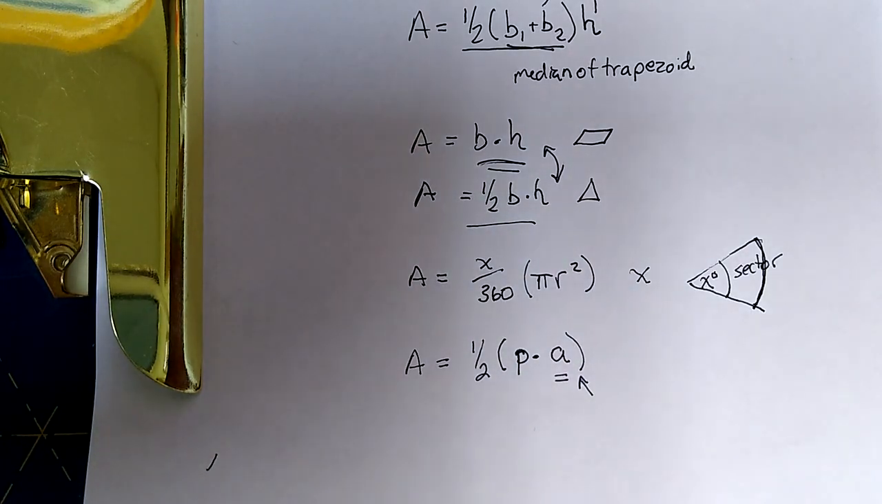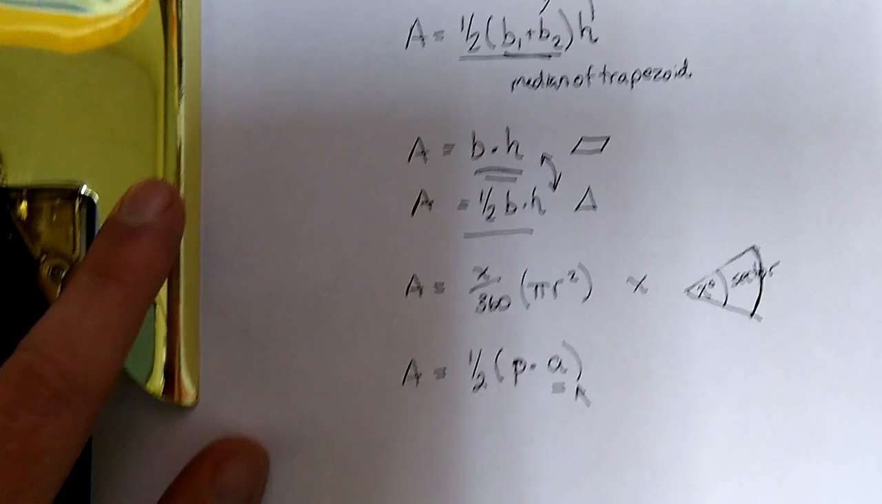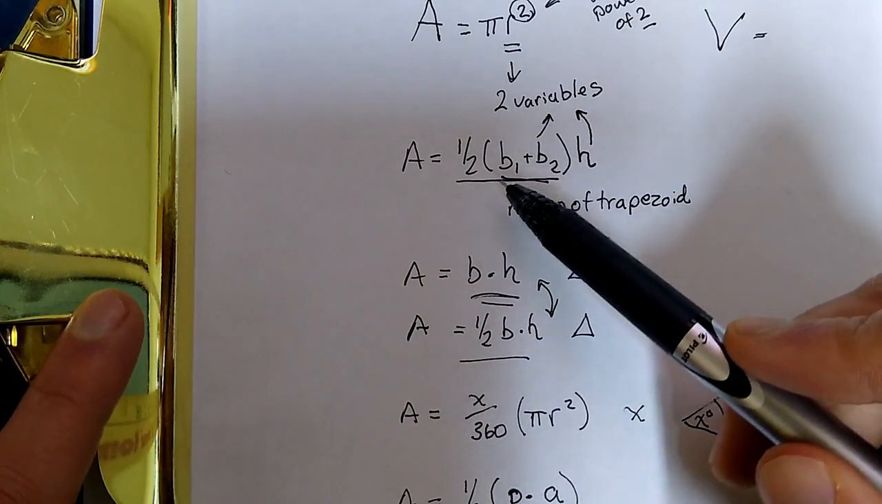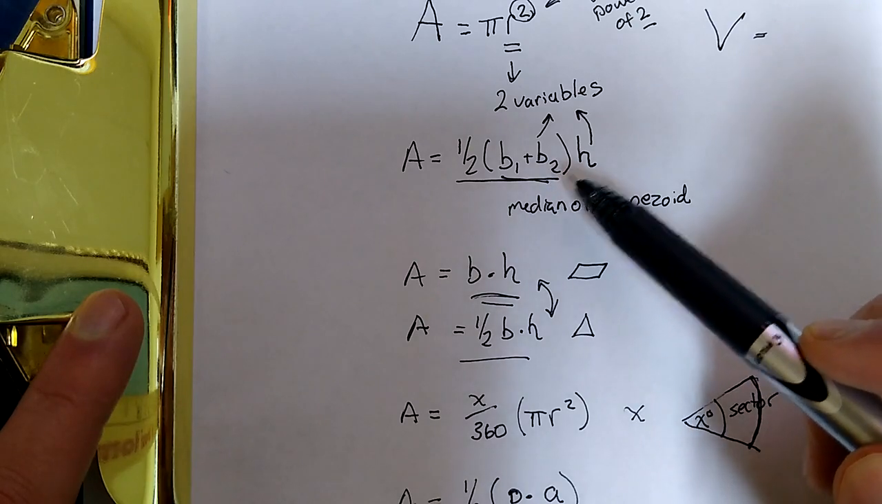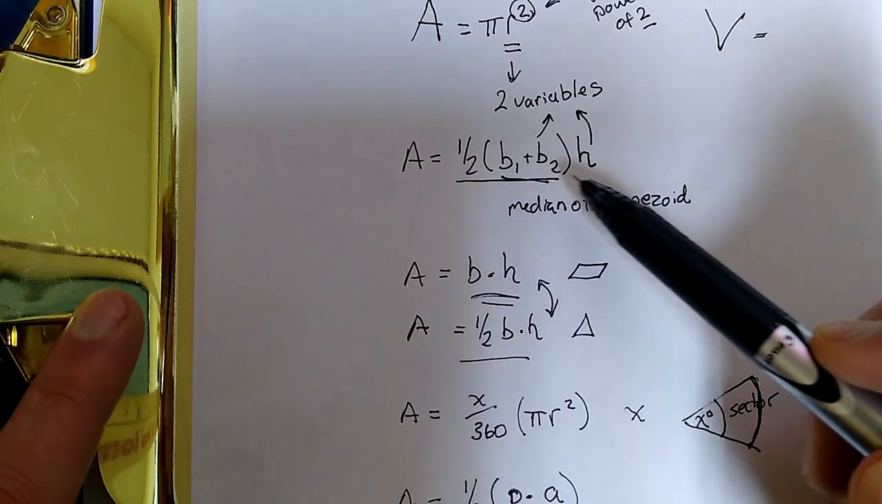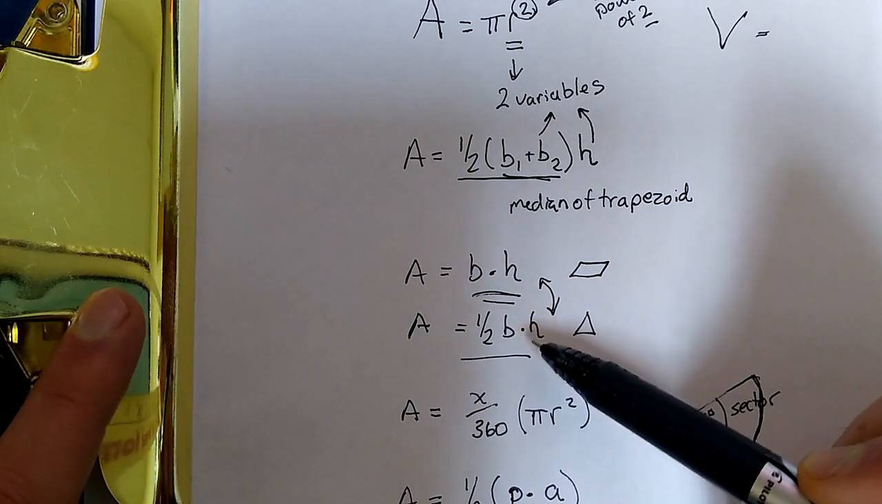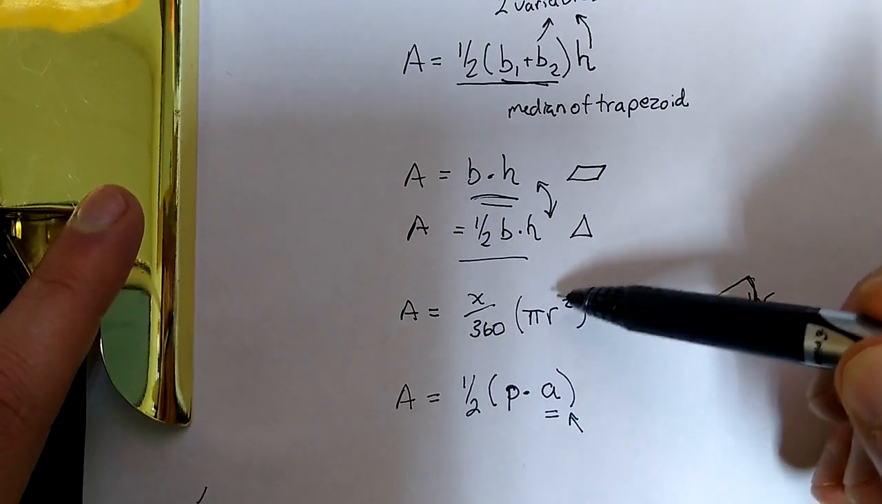Okay, so note that in all of these, again, you have 2 dimensions. So here it's base 1 and base 2 is 1 dimension because they're only being added, they're not being multiplied. And then you have height. Here you have base times height. Here you have base times height. Here you have, again, r squared.